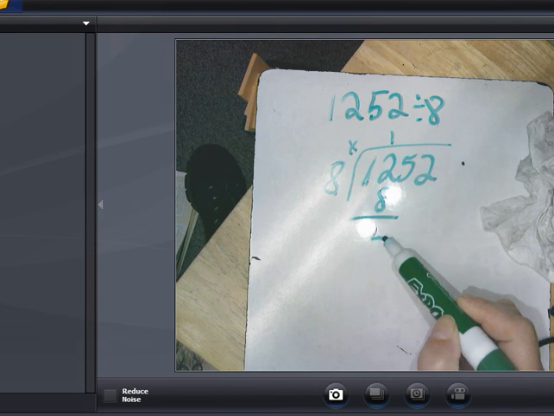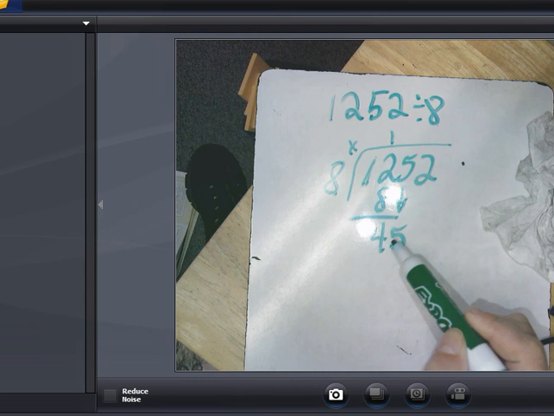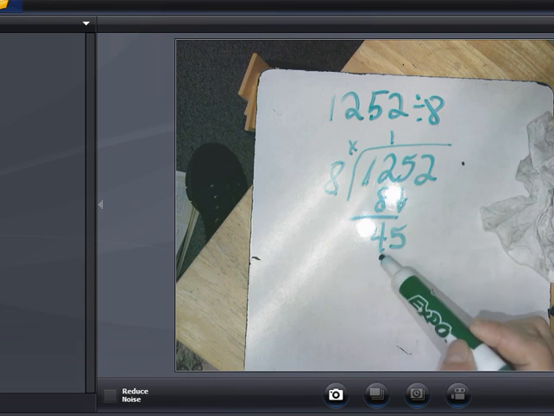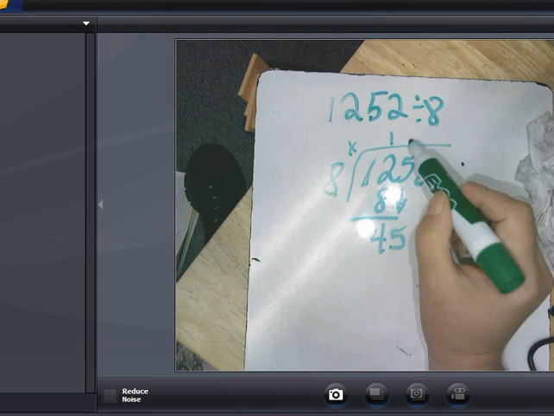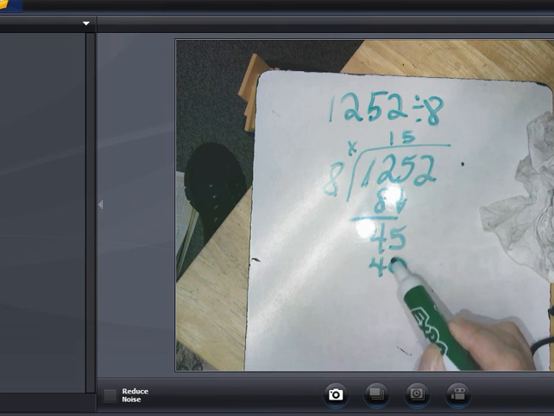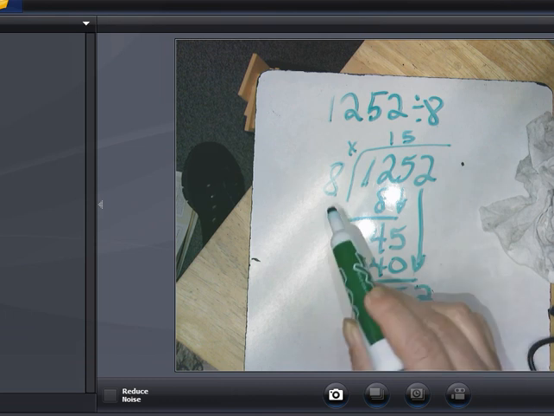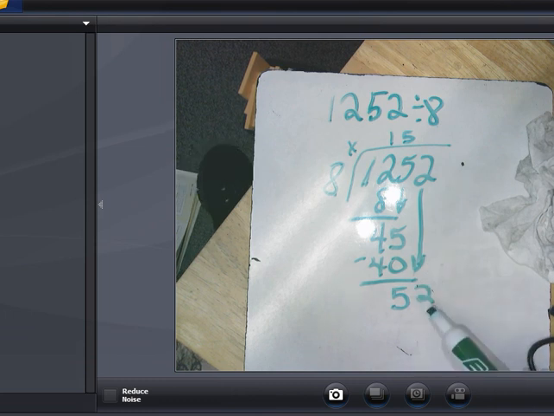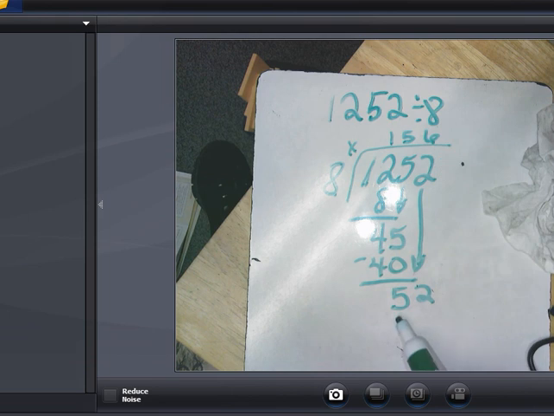Subtract, 4. Drop down my next digit, and now I have 45 divided by 8, so 8 times what gets me close to 45? I know that's 5. 8 times 5 is 40. Subtract, drop down my 2. Now I have 52. I know that 8 times 7 is 56. That's too much, so 8 times 6 is 48.